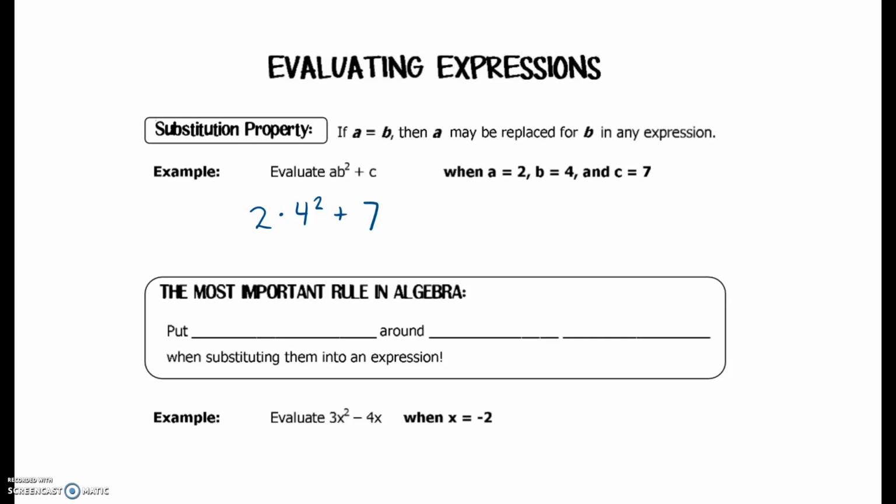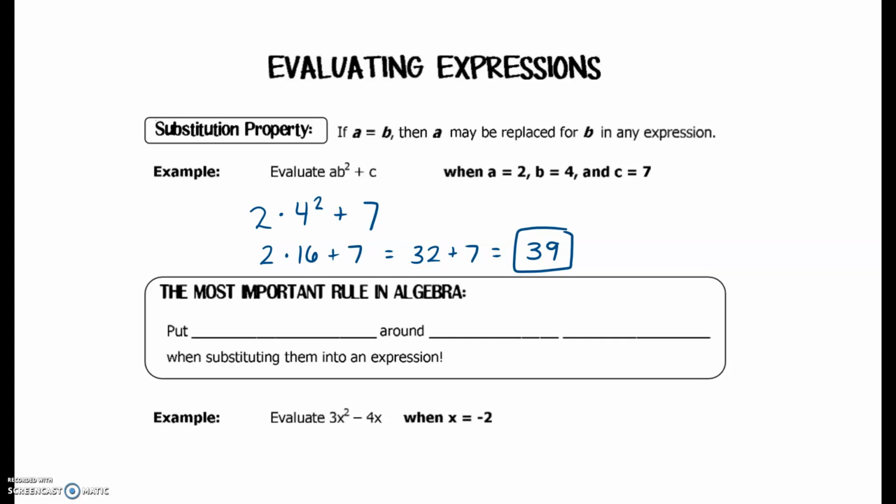Once you have set up the expression, we are going to follow PEMDAS in order to simplify. So we'll start with the exponents since there are no parentheses. 4 to the second power would give us 16. Then 2 times 16 would give us 32. And 32 plus 7 would equal 39. So pretty straightforward in terms of evaluating here, as long as we remember to utilize the order of operations after we substitute.